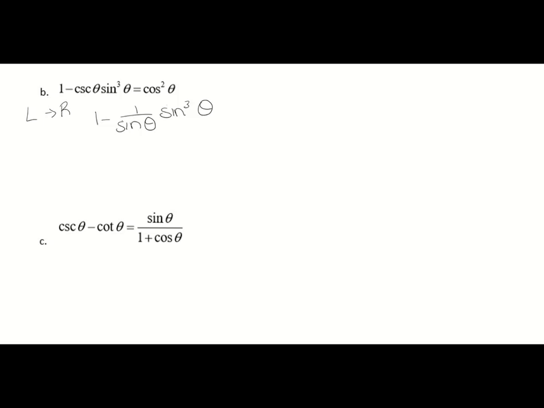But when I do this, this sine will cancel out with one of these to make it only squared. So I'm left with 1 minus sine squared theta, which we had seen already when we were simplifying in the first problem. 1 minus sine squared theta is cosine squared theta. So this would be considered an extremely easy identity. Not much to do, but it's okay, we're just starting.